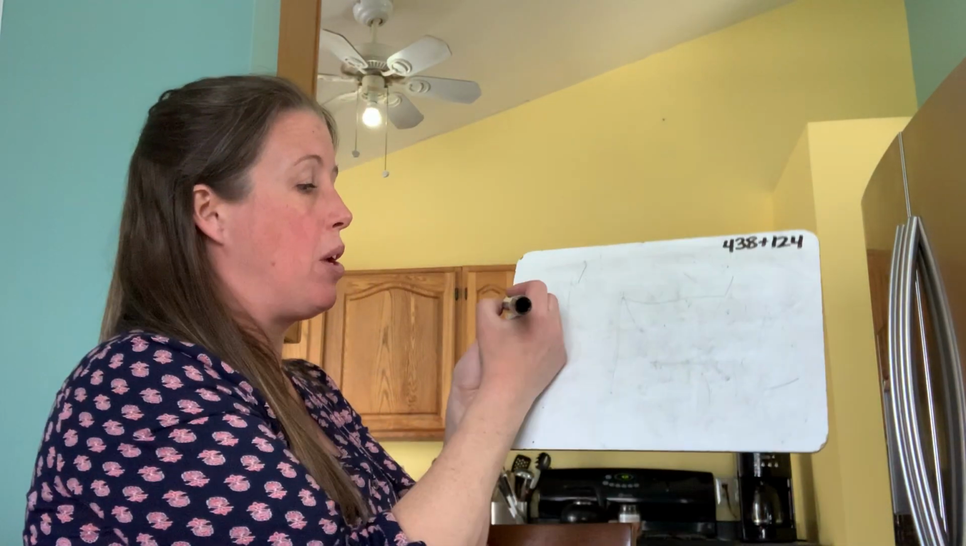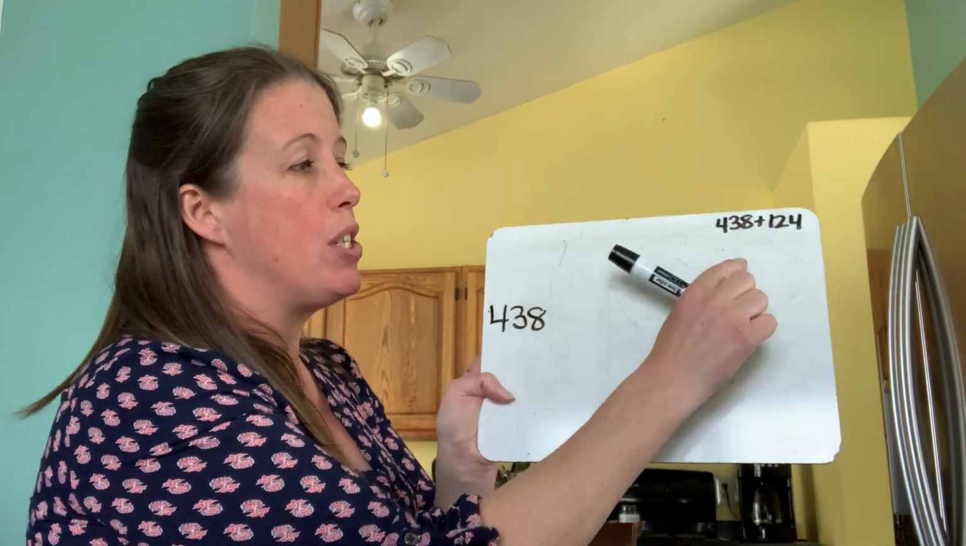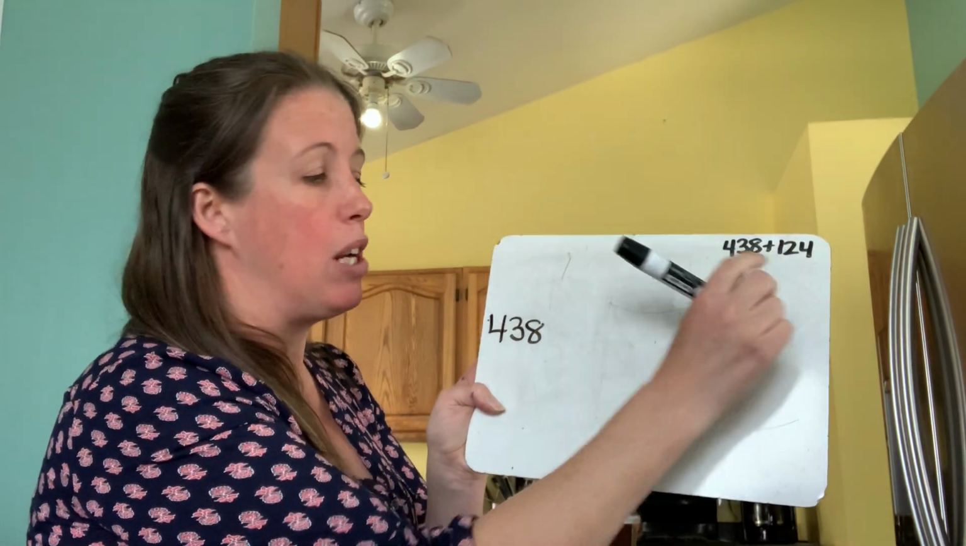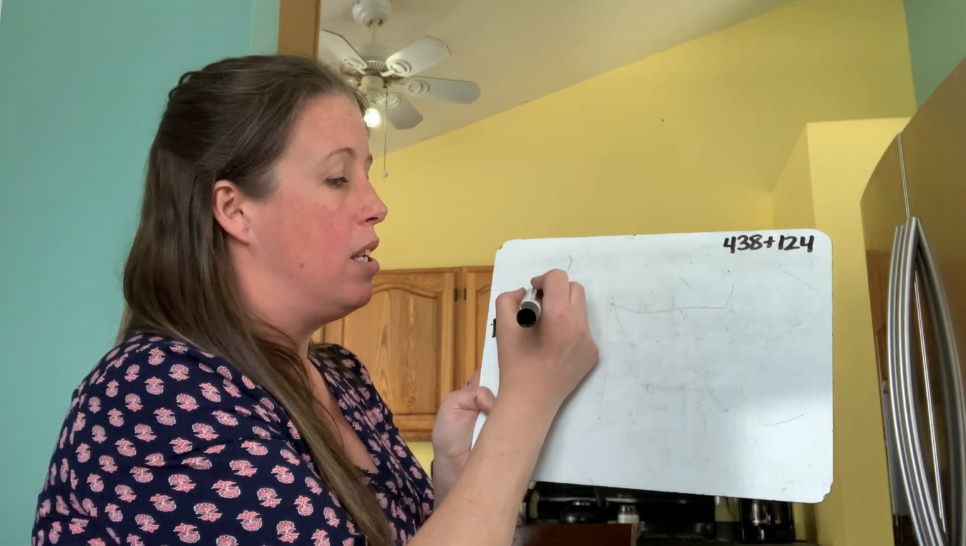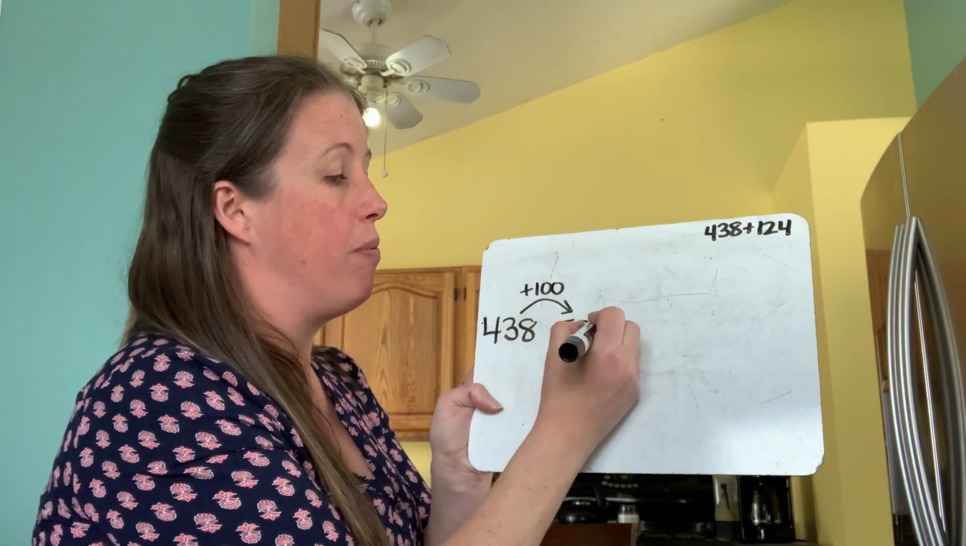All right. Now we're moving on to the arrow method. In the arrow method, there's many different ways to do this. So remember, it's 438 plus 124. So I'm going to start with my 438. And first I'll add my hundreds. I need 100. So plus 100 would bring me to 538.